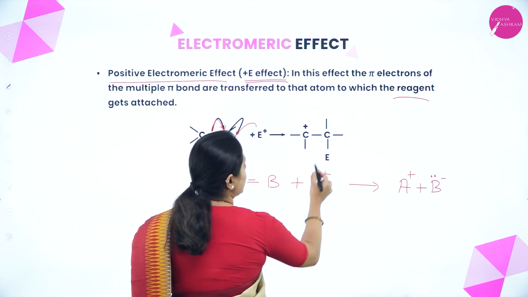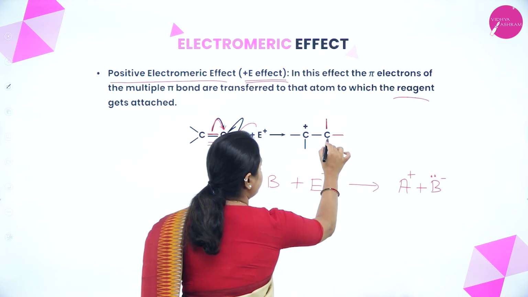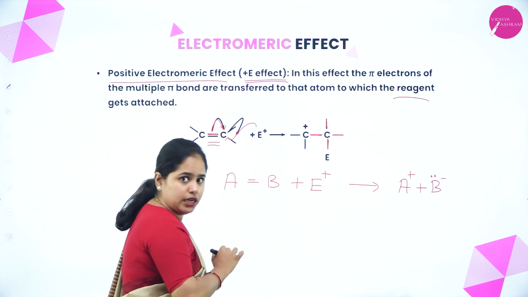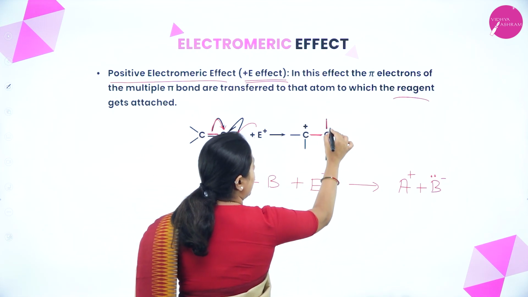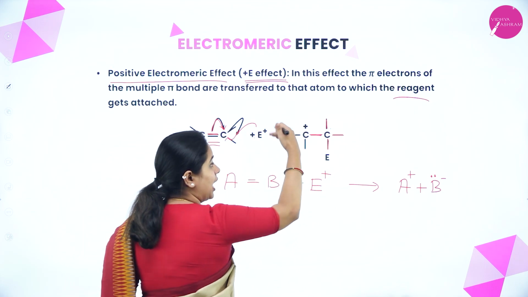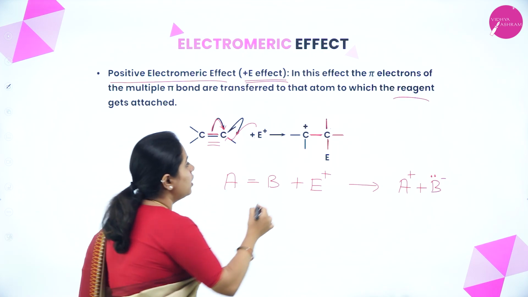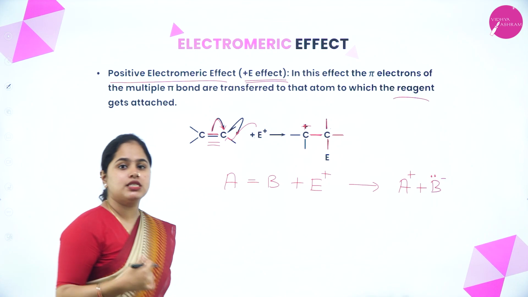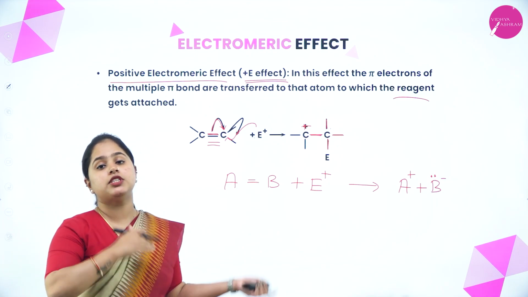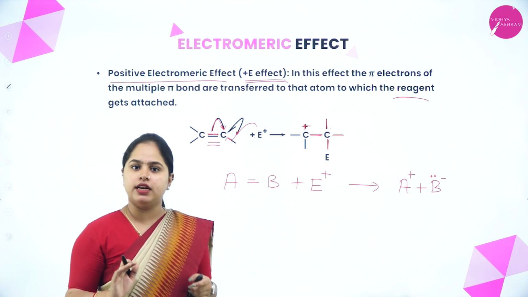So as you can see here, the two bonds were already there, right? Now the electrophile came and attached to this carbon atom and the double bond became a single bond, and this particular carbon atom will get the electrons, right? And hence that carbon atom is getting the electrons, the other carbon atom will be getting a positive charge, right? So this is the plus E effect. That is, the pi electrons will be shifted to that carbon atom to which the electrophile is coming and attaching.